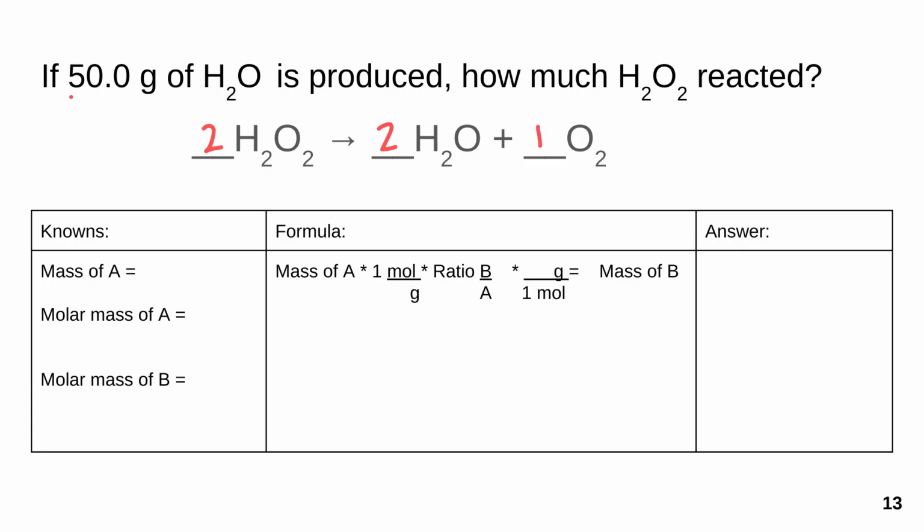In this case, the given information is that 50 grams of water is produced. So water is going to be A, and a product can be the given information. We're asked how much hydrogen peroxide reacted. So in this case, hydrogen peroxide will be B, the thing we're looking for. We need to start with the mass of A, which is 50 grams.